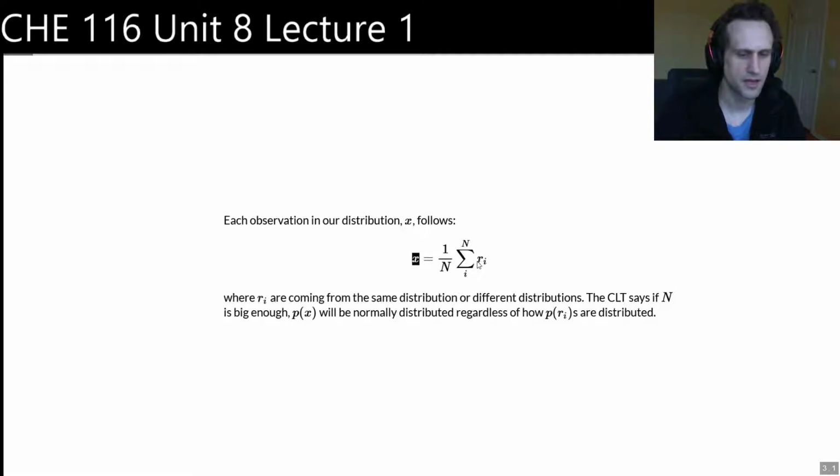Regardless of what these are, they could be the same random variable that we just see multiple times, or different random variables. They could come from different distributions. They could be the same distribution but with different parameters. There's very little required of these random variables for this property to arise.